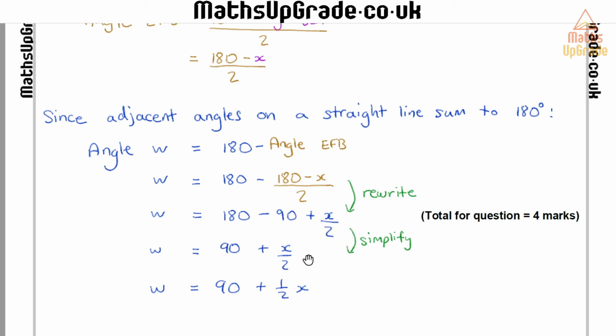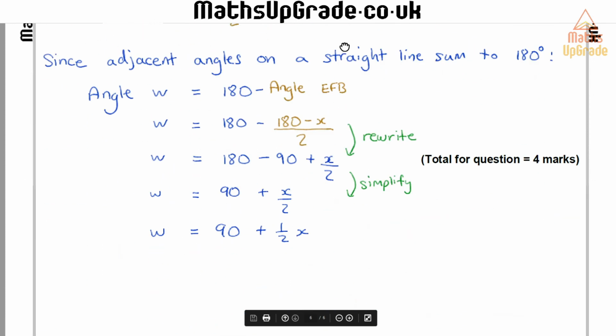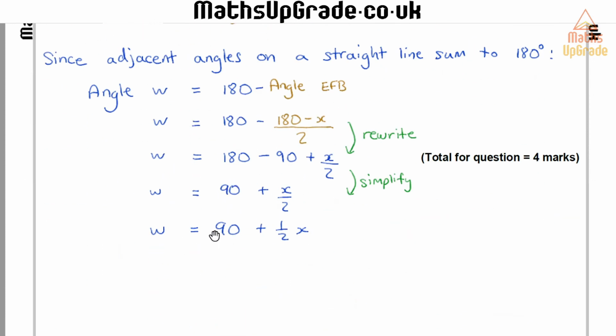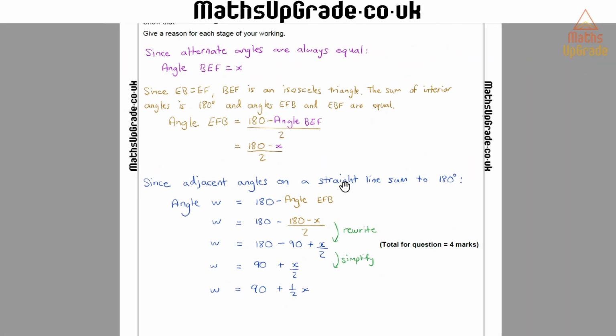So I'm going to simplify this. That gives me 90, because 180 minus 90 is just 90, plus x over 2. And they want it written in this form, 90 plus half x. We know that this is essentially the same as this. It's just written in a different form. A half x is essentially the same as x divided by 2. So that would give you 4 marks there. But this really is the tricky part here. A lot of pupils got this wrong by not recognizing this negative sign in front of this whole fraction. That changes the sign of everything inside this fraction here. So that is 4 marks for that question there.